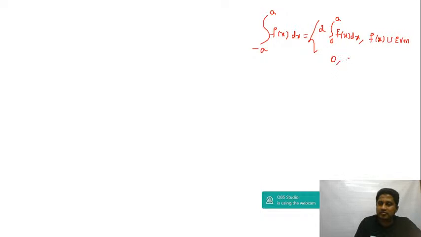This property you have done in boards. Integral from minus a to plus a of f of x dx will be equal to 2 times integral from 0 to a of f of x dx if f(x) is even, and this is 0 if f(x) is odd. If f of minus x is equal to plus f of x, then it's called an even function.